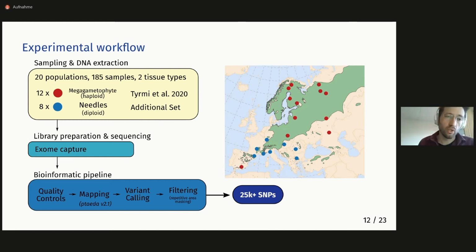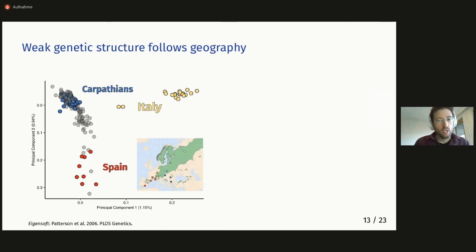We then use an exome capture strategy using the same bait set, so we can really combine these two data sets. And then we followed the standard bioinformatic pipeline for this kind of data, and we ended up with 25,000 SNPs for downstream analysis. So first, if we take a look at the genetic structure of these populations that we have collected of Scots pine.